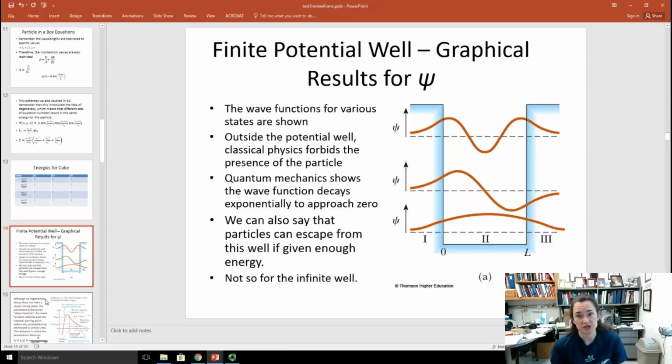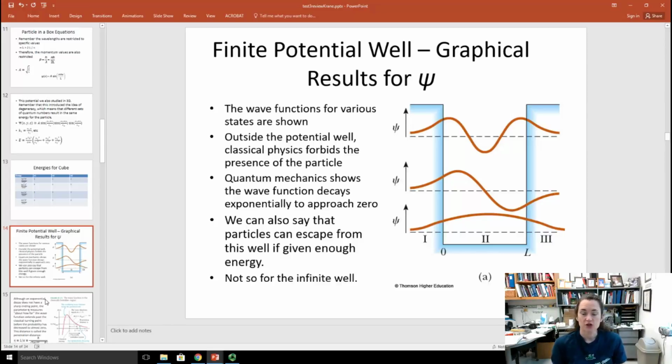Moving on to the finite potential well, here's a graphical picture of what they look like. Remember that the potential doesn't go to infinity at the boundaries for a finite potential well. Instead, inside the well the potential is 0 and outside the potential is some constant value that stretches on to infinity. Basically what that means is that the solutions to the Schrodinger equation outside the well are decaying exponentials.